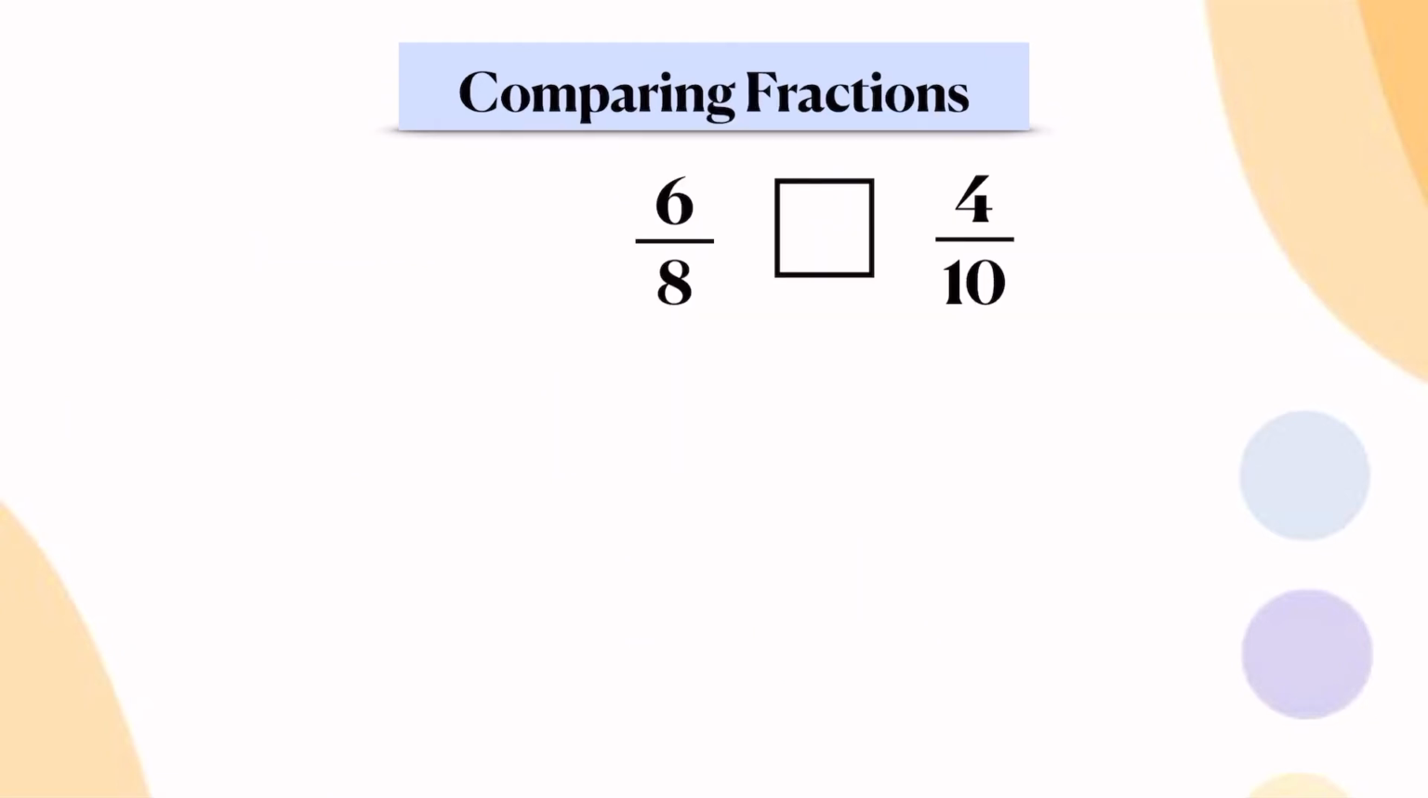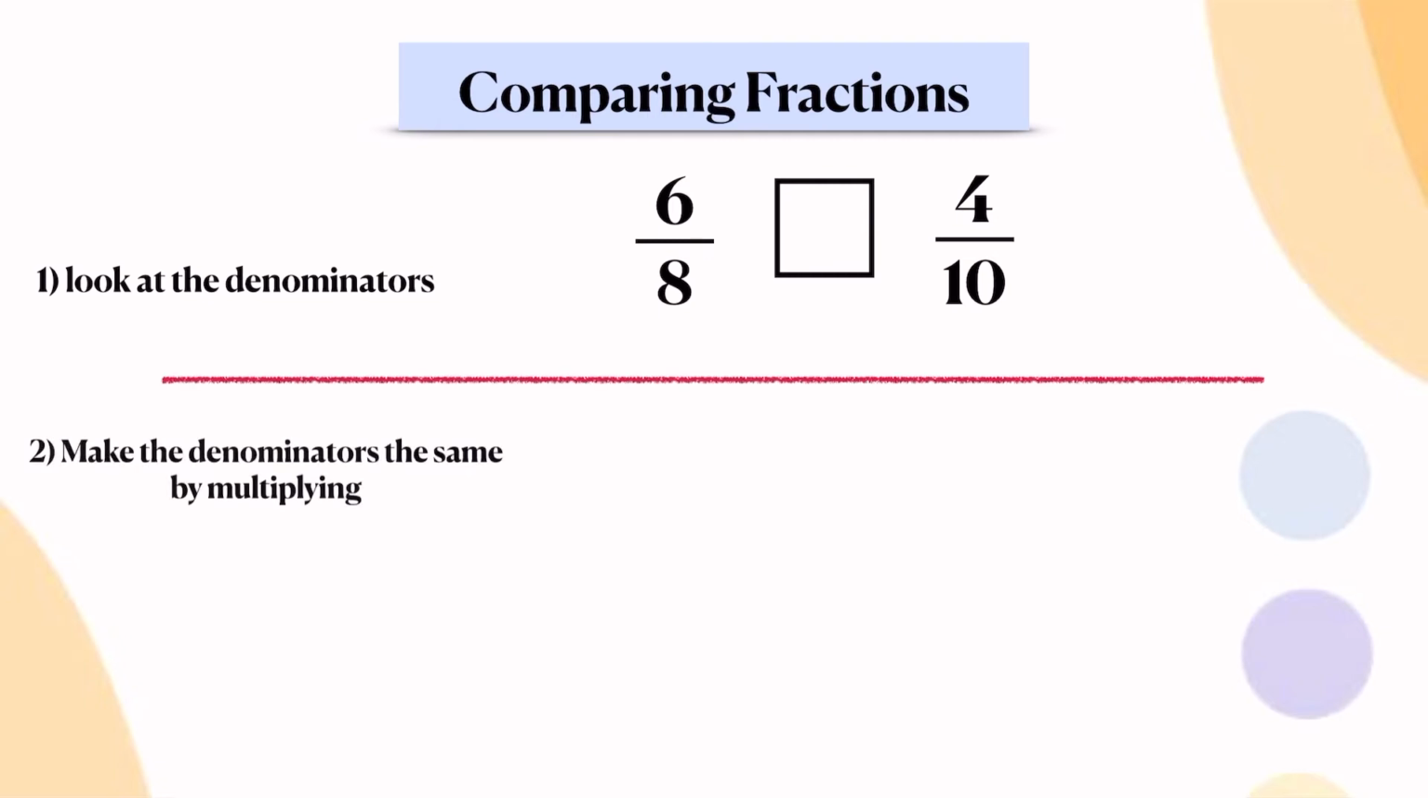Here we have 6 over 8 and 4 over 10, right? First step, you need to look at the denominator and see if they have the same or different numbers. You see they have different denominators. So step number 2, you need to make the denominator the same by multiplying. Now can you tell me, how can I get 10 from 8? By multiplying, there's no way, right? 8 multiplied by what number gives 10?